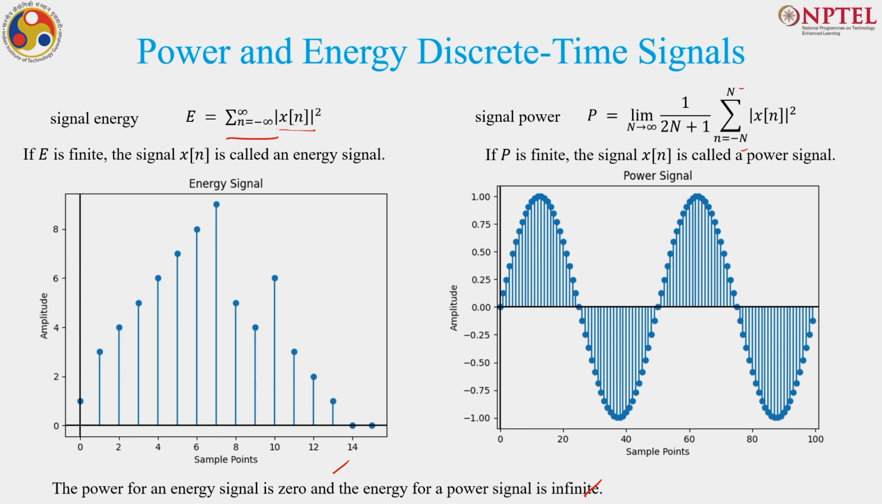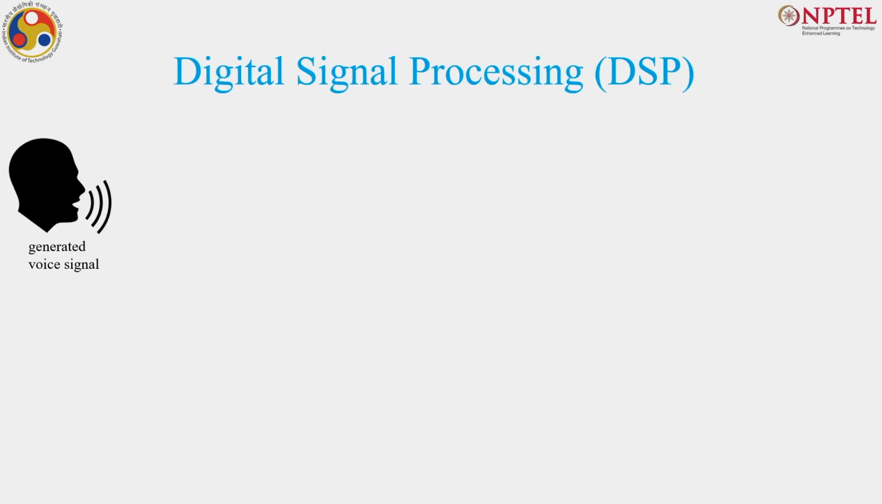One more important thing you should remember is that the power of an energy signal is 0, while the energy of a power signal is infinite. So, there can be some signals which are neither energy signals nor power signals as well.